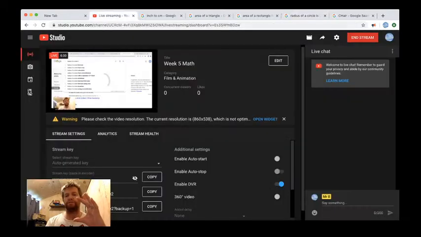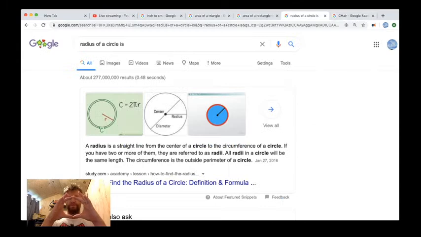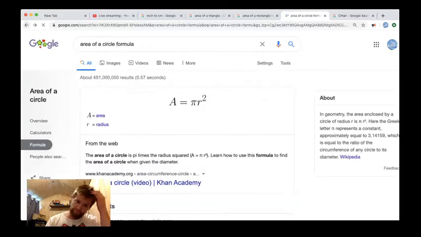Let's say you have a circle that's that wide. That works out to be 10 centimeters. Well, half from that side to this side is 10 centimeters. So half of that is 5 centimeters. So that's your radius.